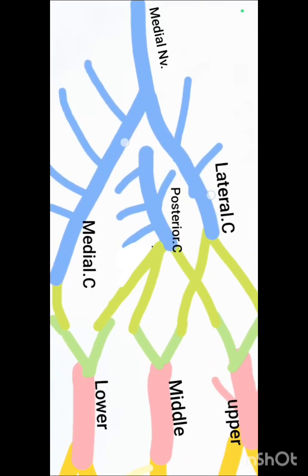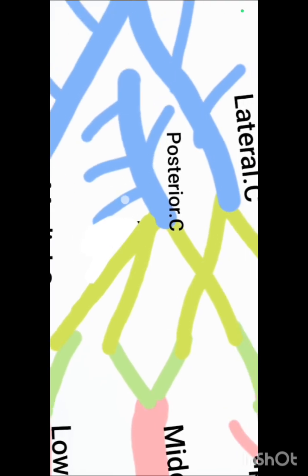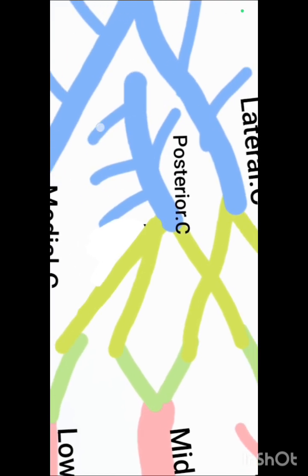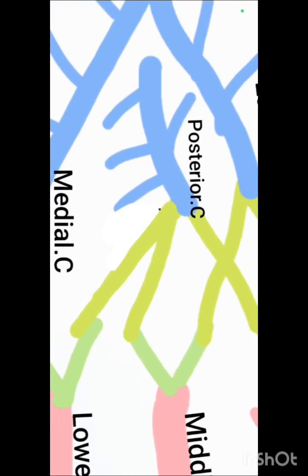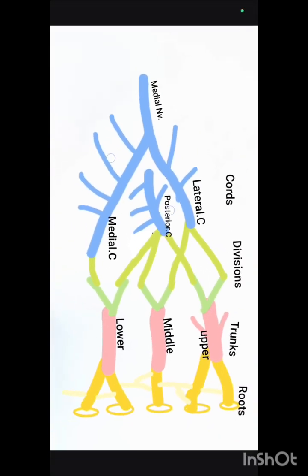And about the posterior cord, it also gives rise to five branches: the upper subscapular nerve, the nerve to latissimus dorsi, lower subscapular nerve, the axillary nerve, and it continues as the radial nerve. That's all about the branches.